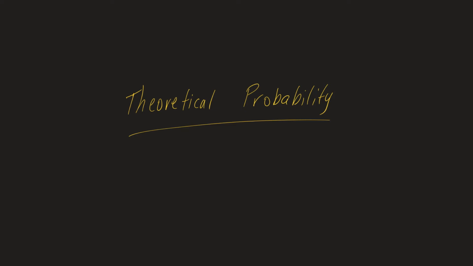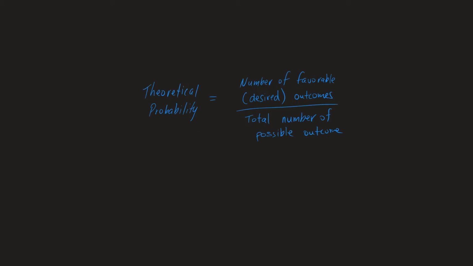In this video, we're going to look at theoretical probability. So the formula that we can use for theoretical probability is the number of favorable or desired outcomes divided by the total number of possible outcomes. And we're going to look at some examples now. We're going to be using this formula.